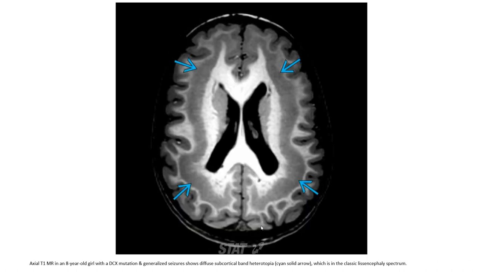Axial T1 in an 8-year-old with DCX mutation and generalized seizure. So diffuse subcortical band heterotopia, which is in the classic lissencephaly spectrum.